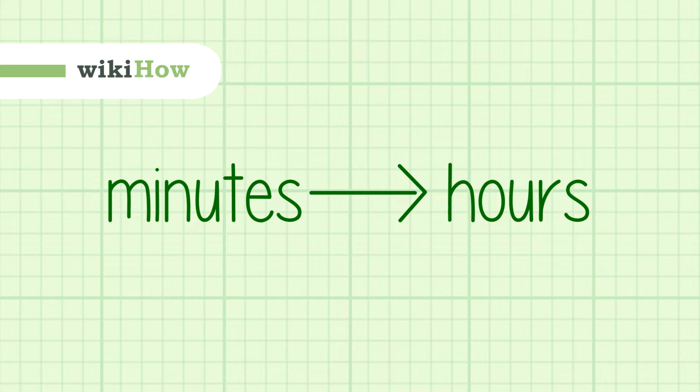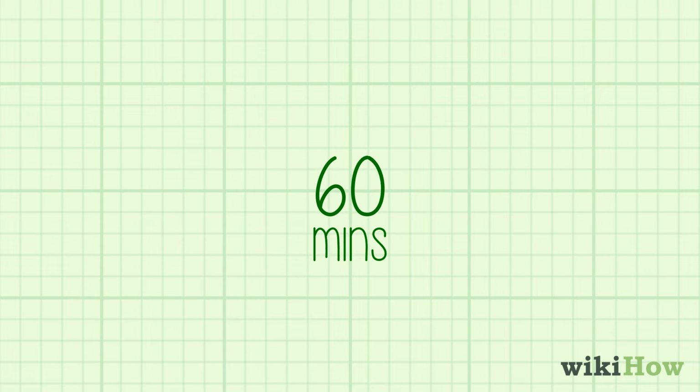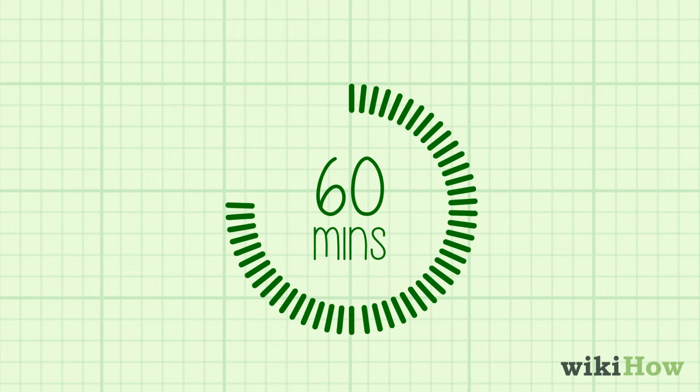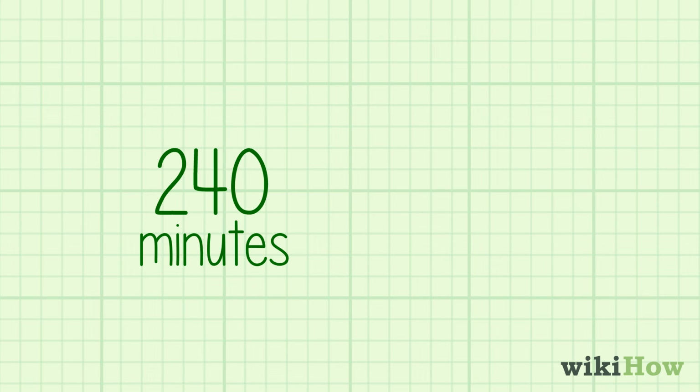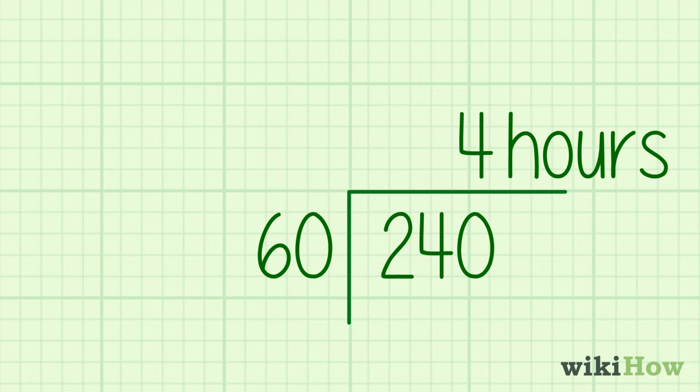Converting minutes to hours is a simple process. To do it, just divide the number of minutes by 60. For instance, let's say you need to convert 240 minutes into hours. Divide 240 by 60 to get 4 hours.